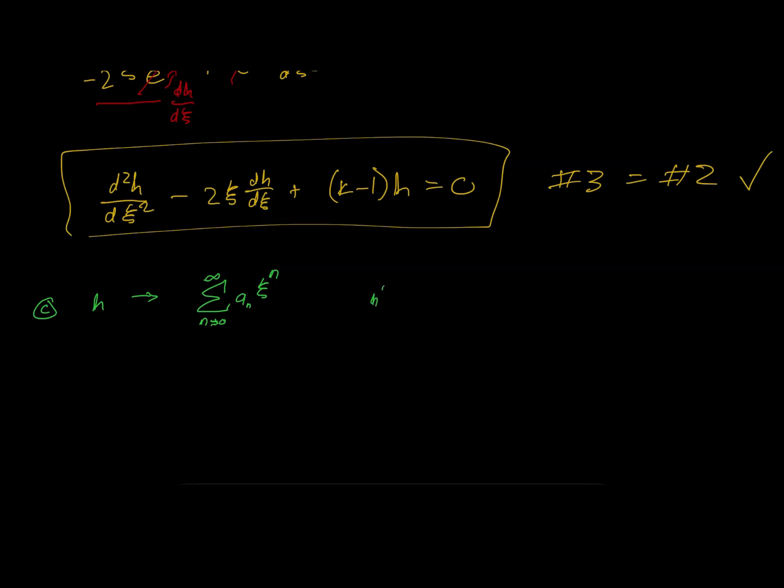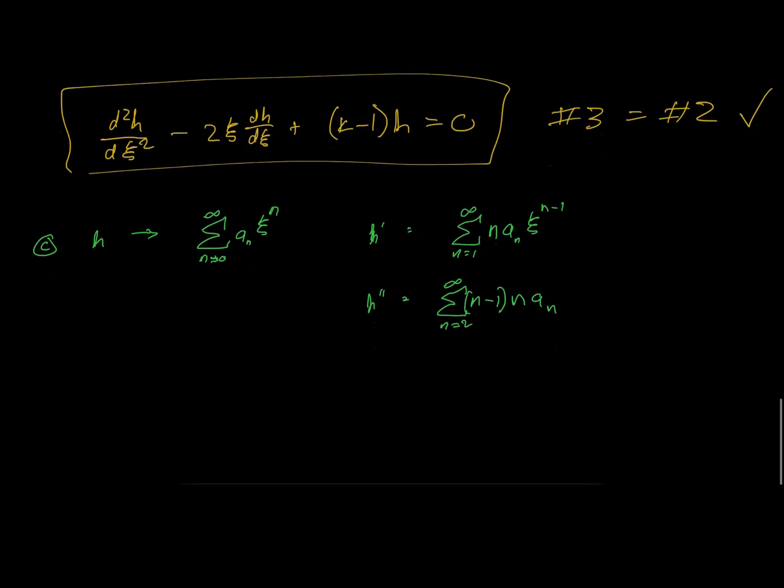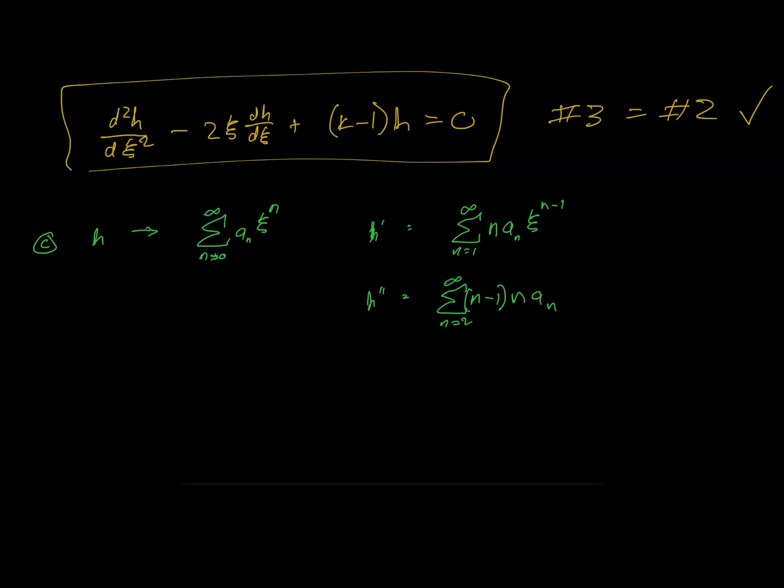So first we need to find h prime. That equals a sum that starts 1 later, n a sub n c to the n minus 1, and h double prime. It's also known as the Frobenius method. And then this is, again, n starting at 2 this time, to infinity, n minus 1 times n a sub n c to the n minus 2. All right, we're just going to plug that into our ODE.